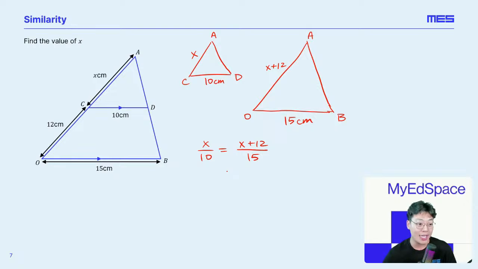Let's solve for x here. I'm going to multiply both sides by the denominators of each fraction. So I'm going to multiply both sides by a 10.